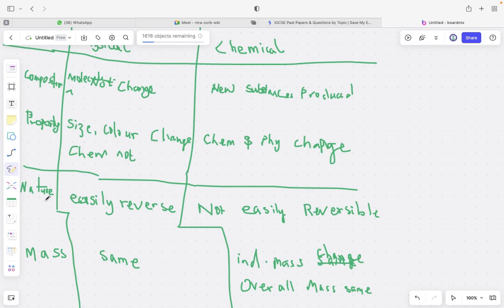Now, number 3, in terms of the nature of the substance. In physical change, they are easily reversible. If you melt ice to water, you can get back the ice. But in chemical change, they are not easily reversible. Even if you have to reverse them, it is not easy. Is that okay?